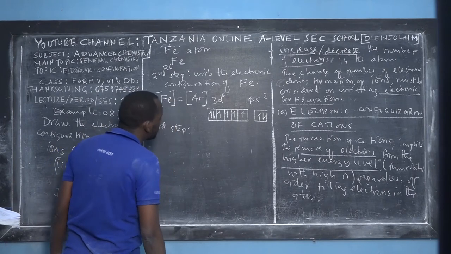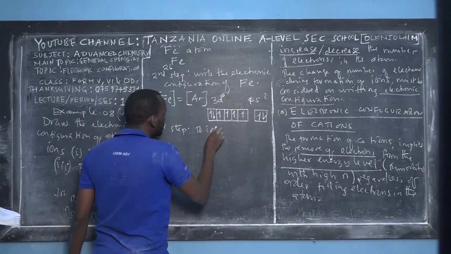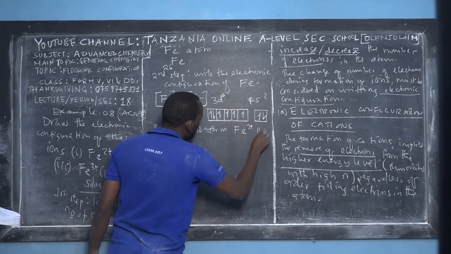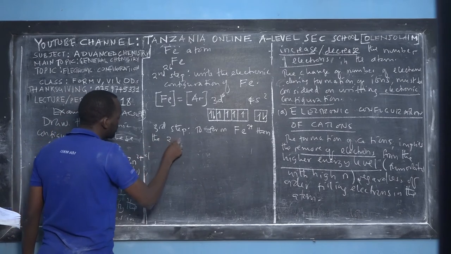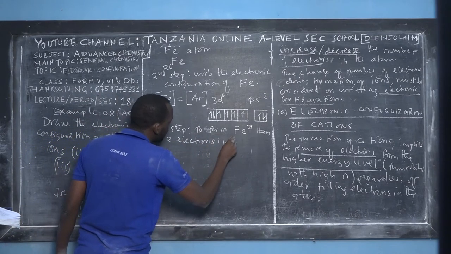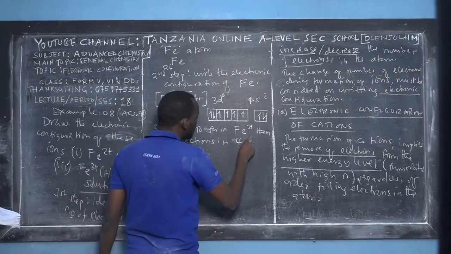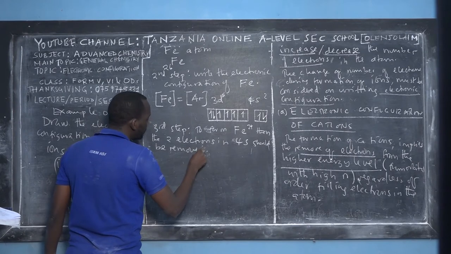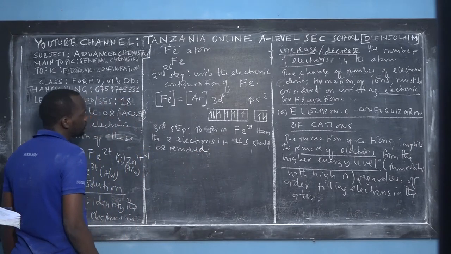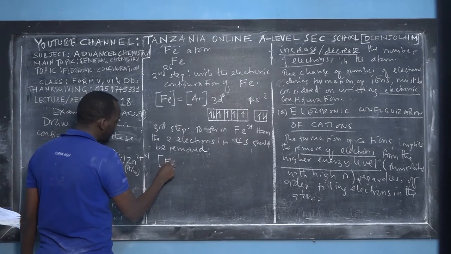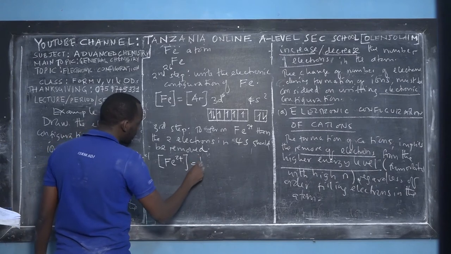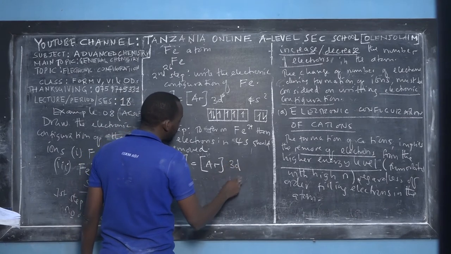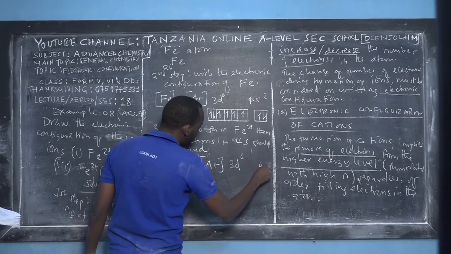So in the next step, to ionize or to form Fe2+, the two electrons in 4s should be removed. So what's going to happen? If you write the electron configuration of Fe2+, this will be the electron configuration of argon, and then we have 3d6, and here we have 4s0.